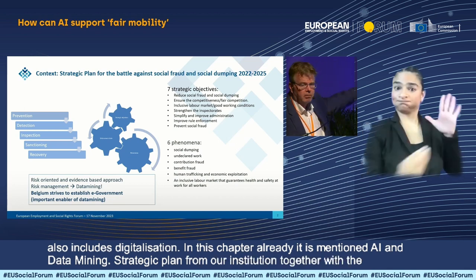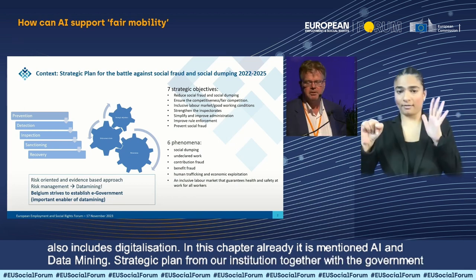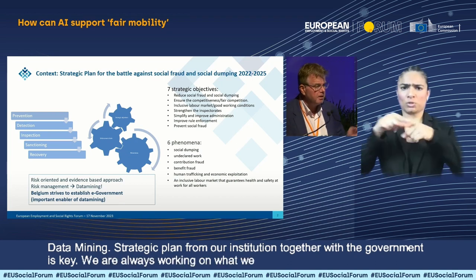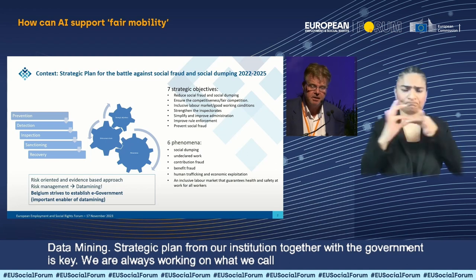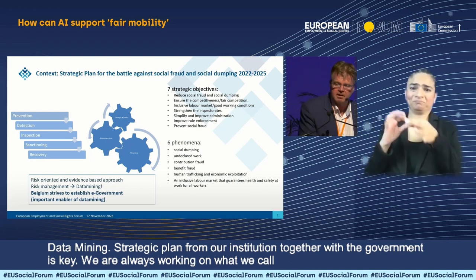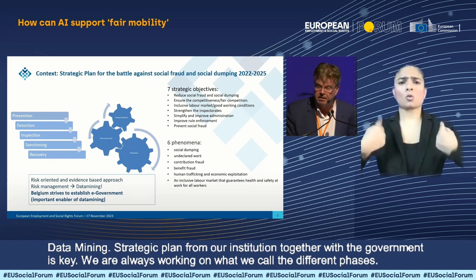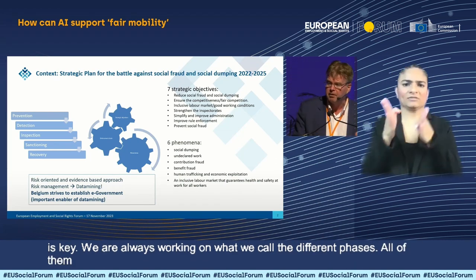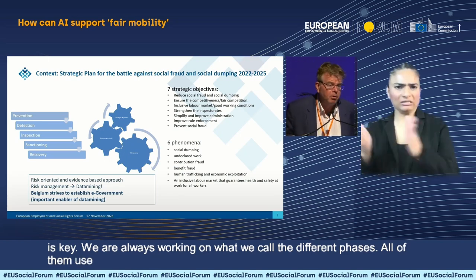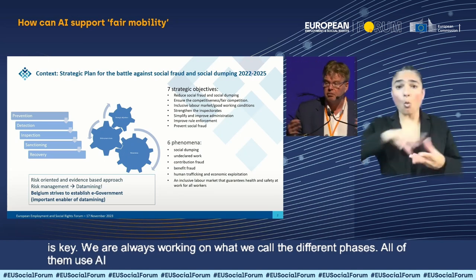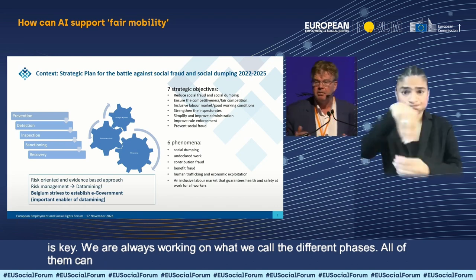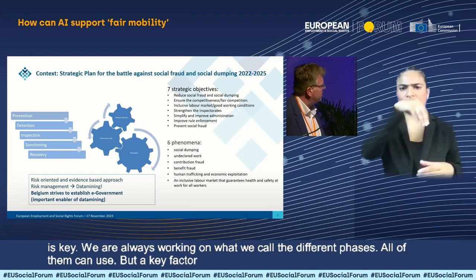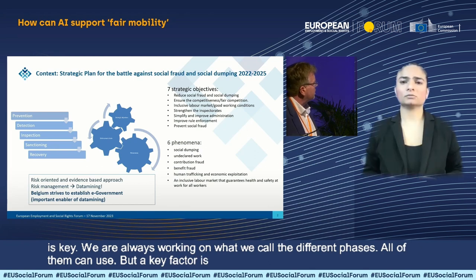Secondly, we are always working on what we call the enforcement chain: prevention, detection, controls, inspections, and recovery. And in each of these phases, you can use data mining, risk analysis, and of course also artificial intelligence. I will come back to this afterwards. We have six fraud phenomena, and the most important in Belgium is social dumping. It's cross-border abuses of people and also non-paying contributions, the salaries and so on. I will not go into depth with it because it's too technical otherwise. Okay, next one.